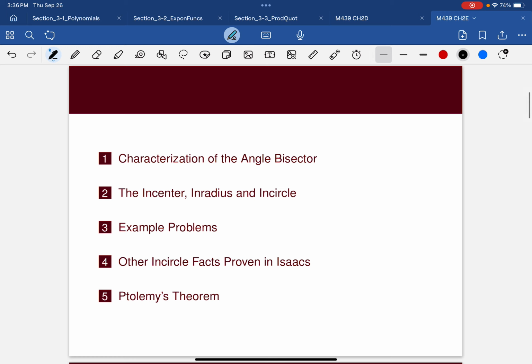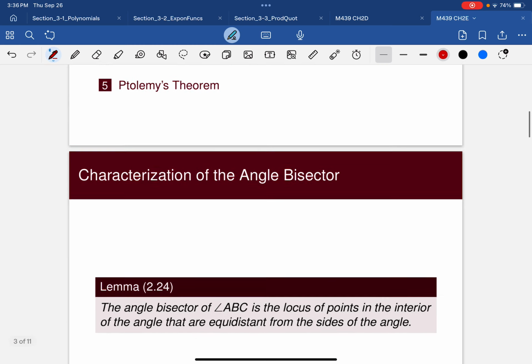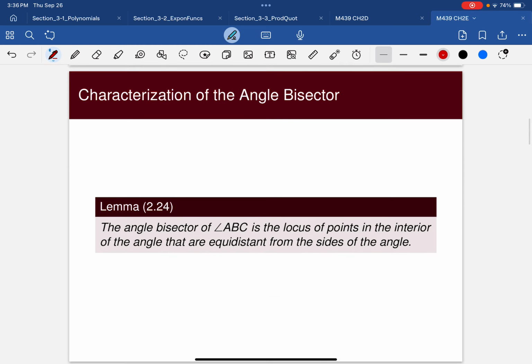What I'd like to do is give you this first video about characterization of the angle bisector, and then how it relates to the incenter, the inradius, and the incircle. So we'll try to hit these first two bullets in this video. So let's first go right into it. What's the characterization of the angle bisector?